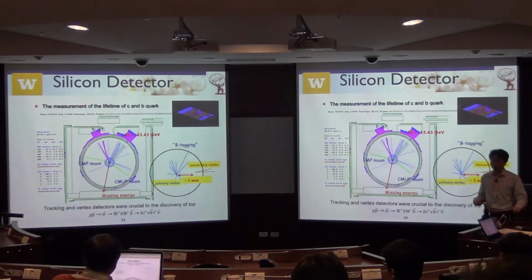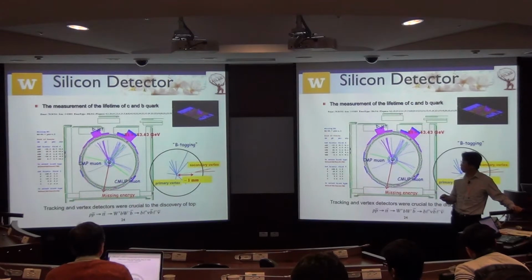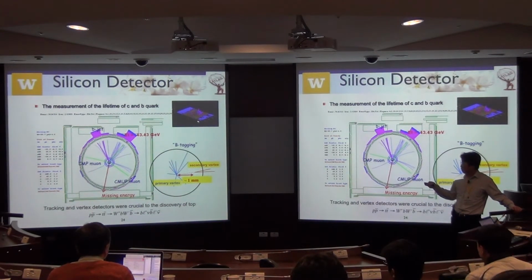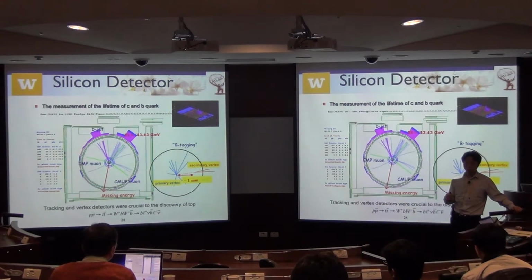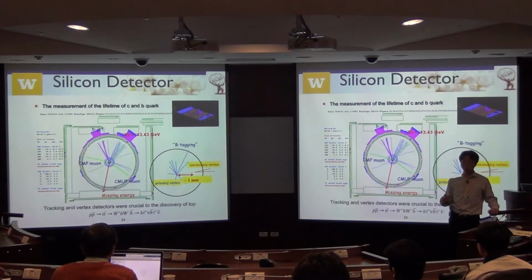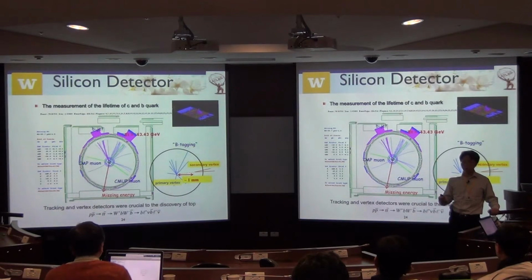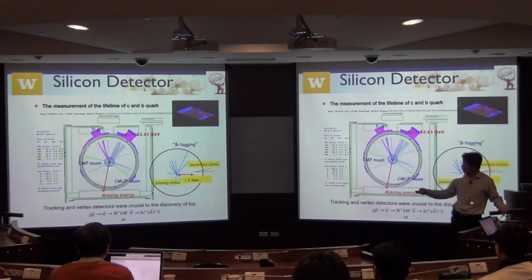So then we move on from the gas detector to the semiconductor detector, the silicon detector. This is the first application of the silicon detector to high energy physics, which led to the discovery of the top quark at the Tevatron. The silicon detector is crucial because if you try to collect data at a higher speed, and also increase the energy of the particle collisions, then the number of particles produced per collision becomes relatively large.